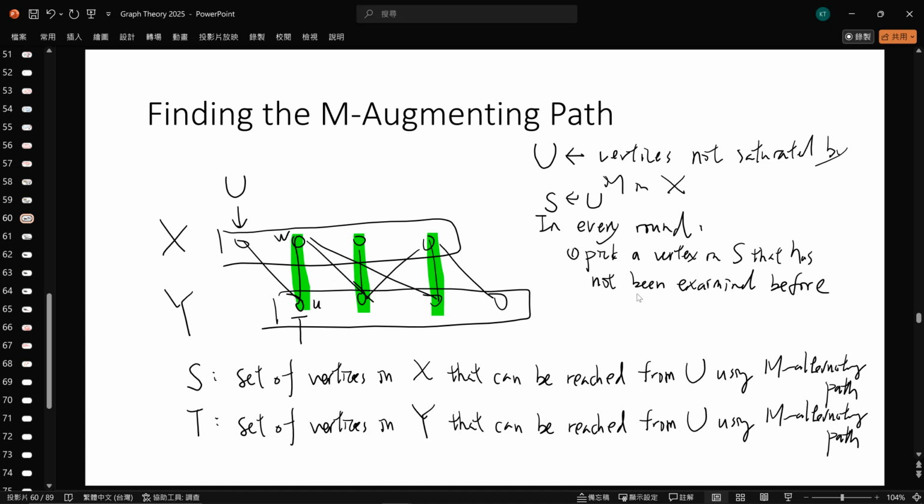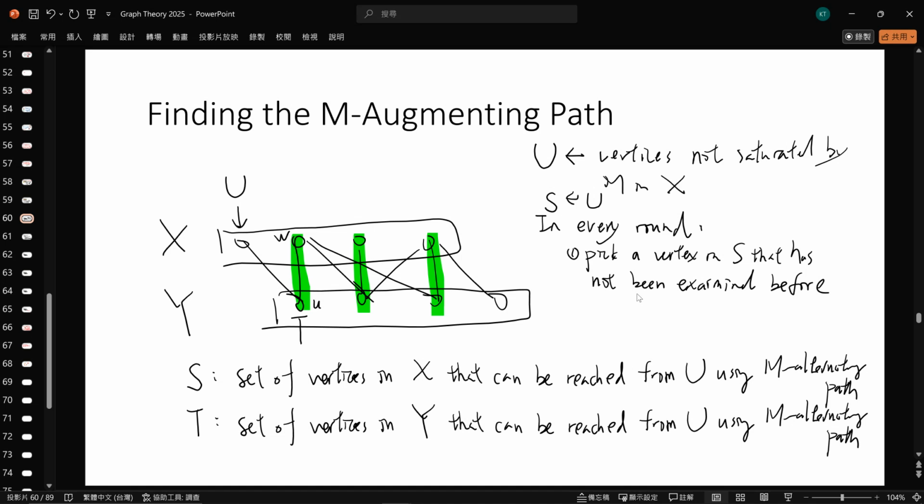And so the way we find the M augmenting path is just to construct these two sets S and T. First of all, we're going to divide the algorithm into rounds. So there are multiple rounds in the algorithm. In every round, we're going to pick a vertex in S, and then we're going to first go down. When we go down, we must use edges not in the matching. For example, when we pick this vertex W and go down, we're going to use edges not in the matching, so we can use these two black edges. And then we're going up.